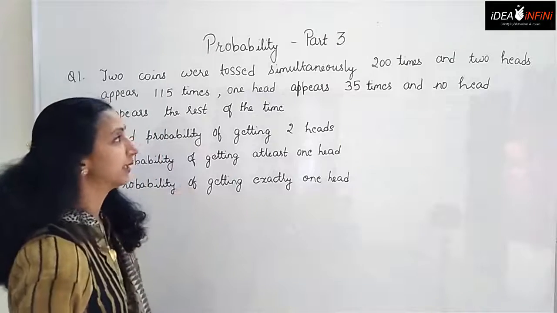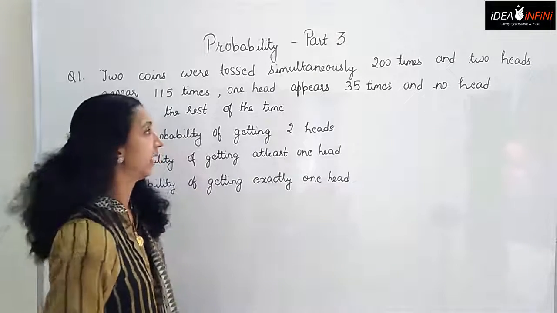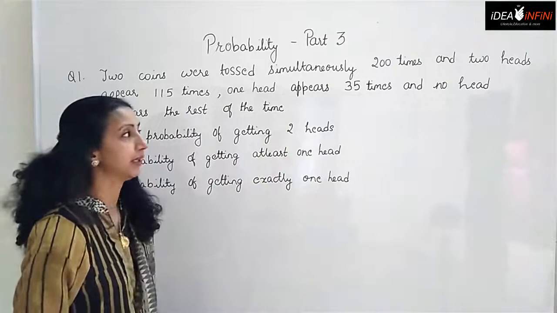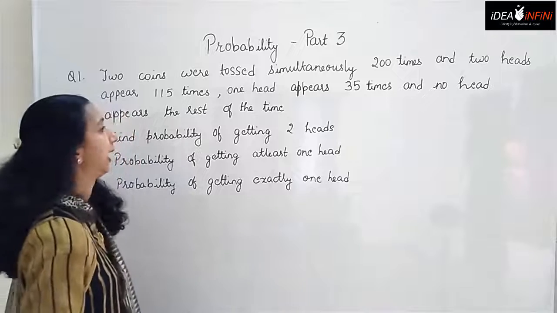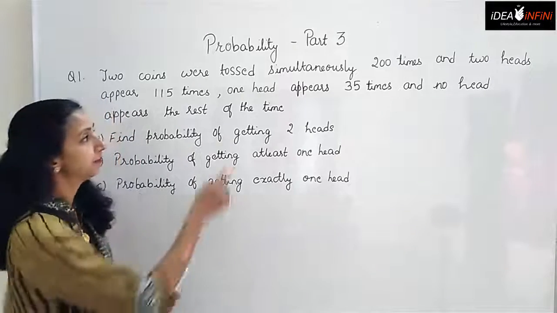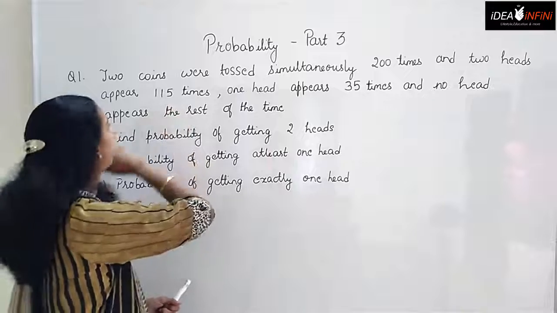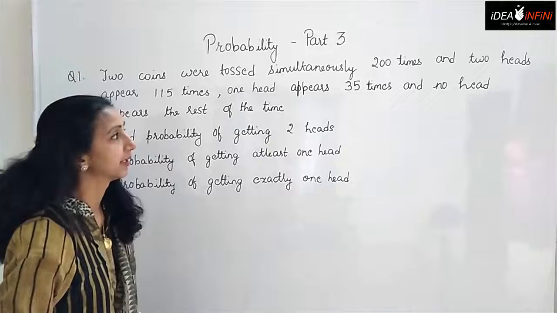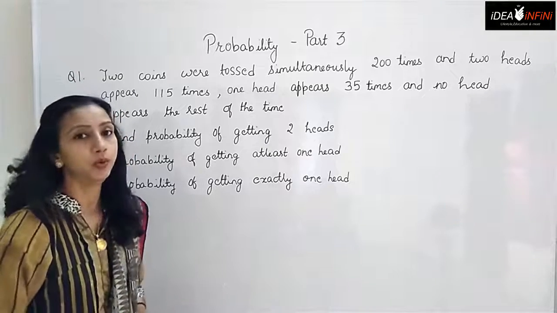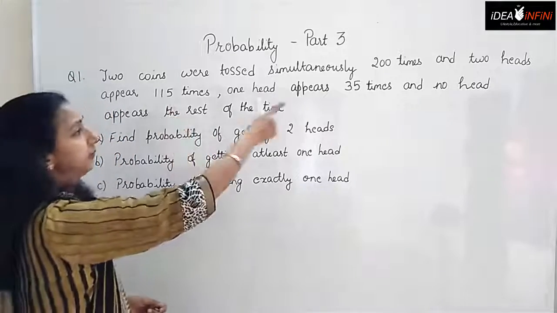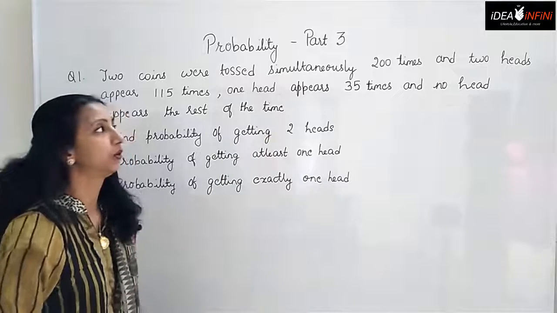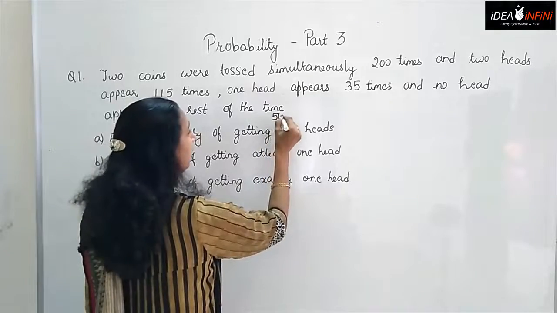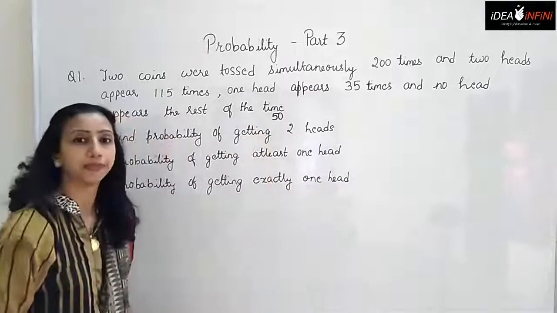Two coins were tossed simultaneously 200 times and two heads appear 115 times. One head appears 35 times and no head appears the rest of the time. That means out of 200, 115 times two heads are occurring, 35 times one head is occurring, and so no head means 115 plus 35, that makes it 150, and 200 minus 150 will give me 50. As of now I am writing that no head appears 50 times.